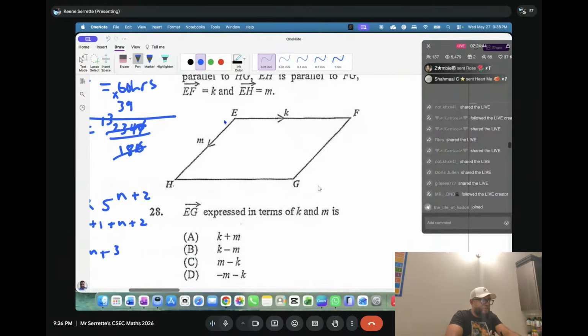I repeat. You want to go from E to G. So what's the route you're taking? M to H and H to... Right, K plus M or M plus K.